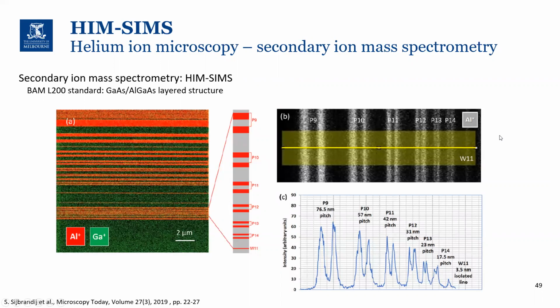So this works quite well. This is a BAM standard of AlGaAs, so aluminium and gallium. And if we just scoot across to here, this is the aluminium intensity scanning across this layered structure. And you can see that the system can identify down to a 3.5 nanometer isolated line of aluminium. So this is looking at these ideal layered structures, and we can identify very, very small structures.